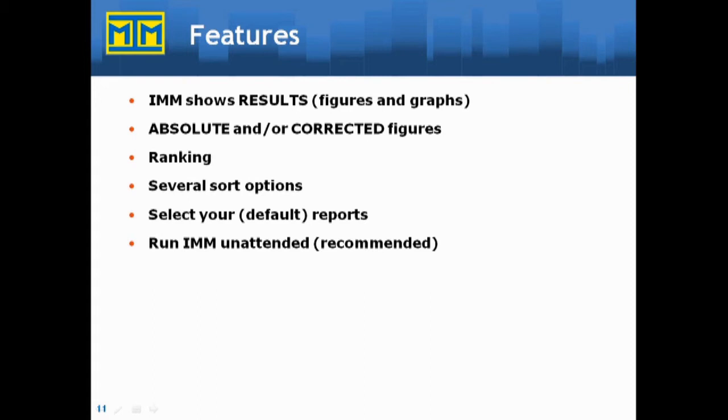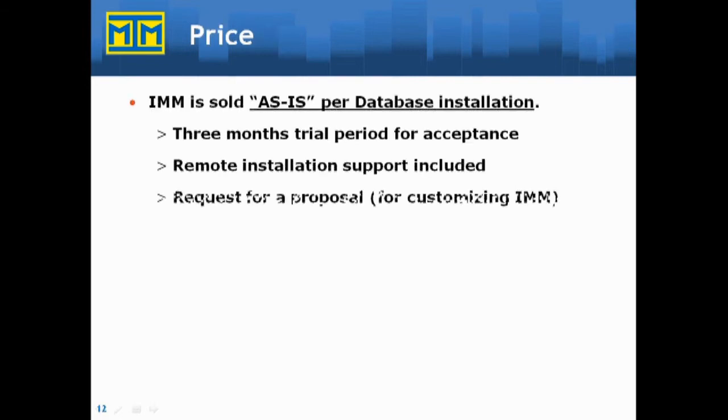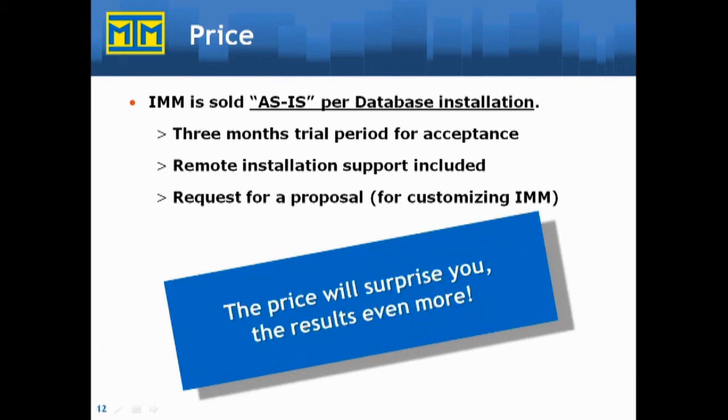IMM is able to run weekly unattended, generating the company's default reports, that is recommended. You can customize IMM in Excel VBA yourself because you can obtain the source if you like. The price. Well, IMM is sold as is. You'll get access to the VBA source after a trial and acceptance period of 3 months and we will help you to get started. After that period, you can customize IMM yourself or ask us to do it.